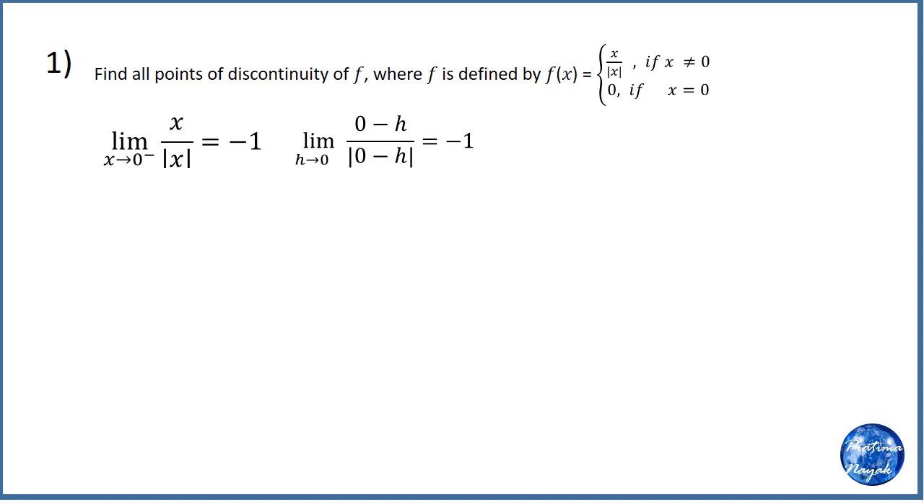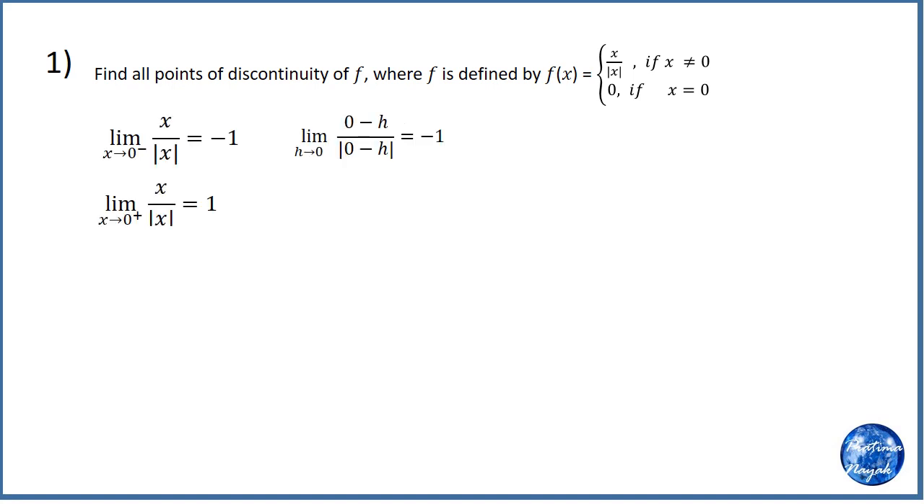Limit, in place of x I am putting 0 minus h, and in place of x here also 0 minus h. 0 minus h modulus is h, whereas minus h is the numerator. It will be minus 1. So left hand limit of this function is minus 1. Let us go for right. So right hand limit will be how much? It will be 1. So let us see whether I am getting 1 or not.